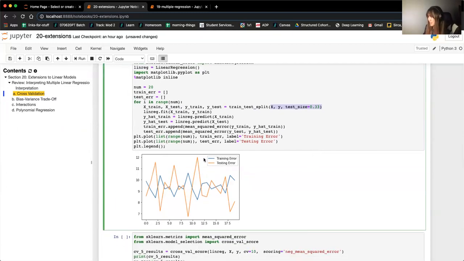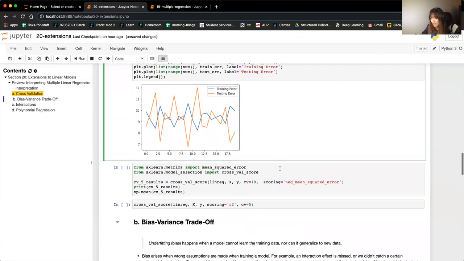You can see here that our training error varies. It varies not as much, but still a good amount, from about 8 to maybe close to 11, a whole 3 miles per gallon up and down. And our testing error goes up and down between about 7 and 12. These are all single train test splits, done 20 times, and you can see that it varies a lot. Because of that, we want to do multiple train test splits per model.